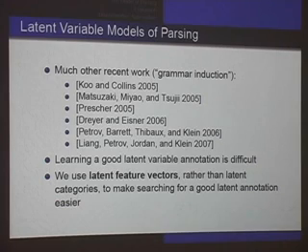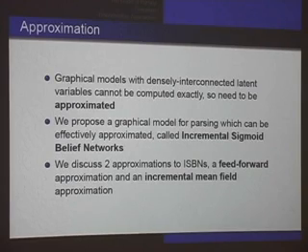Okay, so by searching in a feature space instead of searching in an atomic category space, the learning becomes easier. So that's my intuition as to why this is working so well. Okay, but as soon as we have vectors of features as our latent variables, then inference becomes intractable. So we need to start looking at approximation.